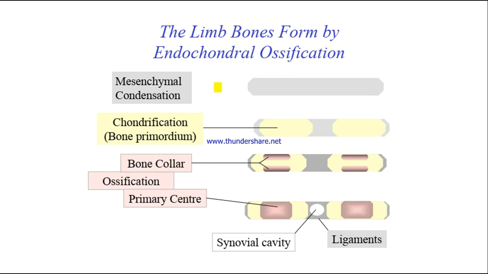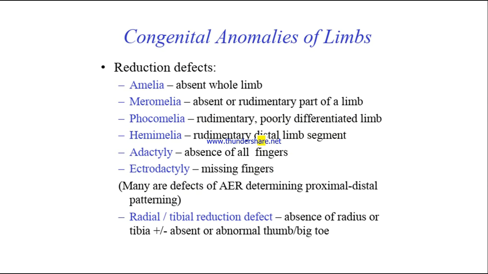The limb bones form by endochondral ossification. We have the mesenchymal condensation. Then we've got the chondrification, the bone primordium, which we can see here, the bone collar, ossification, and then the primary centres with the synovial cavity and the ligaments, which is going to start to develop our limb joints.